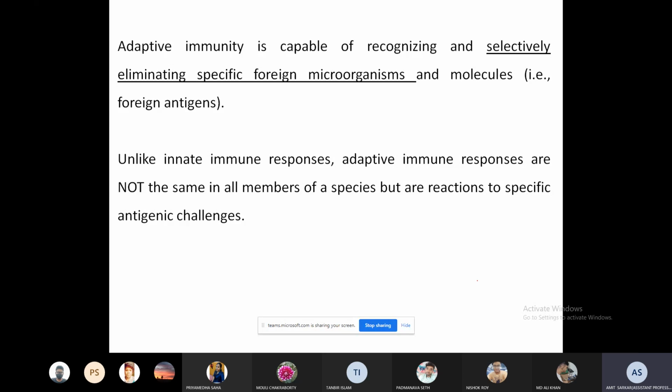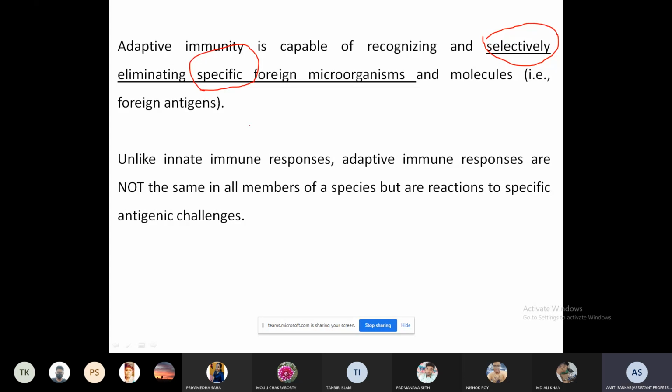But adaptive immunity differs from species to species, from different strains of the species or different populations of the species, and most importantly, they are capable of recognizing and selectively eliminating. So that is the term we will remember, that they are selectively eliminating specific microorganisms. So if you have the adaptive immunity against E. coli, then you are protected against E. coli, but you are not protected against, say, another bacterium called Salmonella.